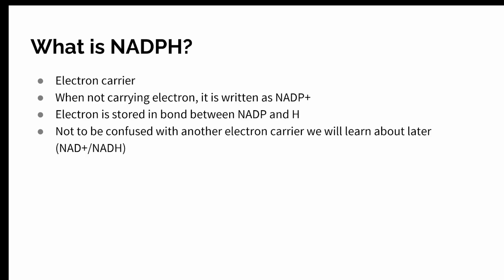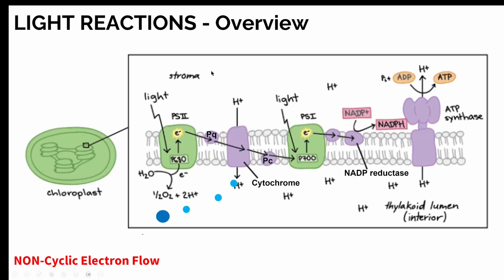Now, it's very important to understand that there are different types of energy carriers or electron carriers. They're not to be confused with another electron carrier that we will learn about later in cellular respiration, and that one is called NADH. So it's very confusing. We have NADH and we have NADPH. I like to think of the P as standing for the one I see in plants, the one I see in photosynthesis. So NADPH, that's the way I remember it.